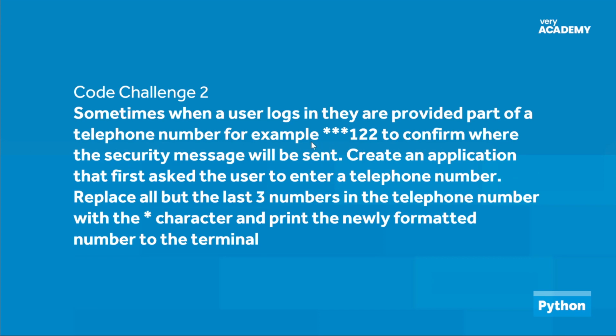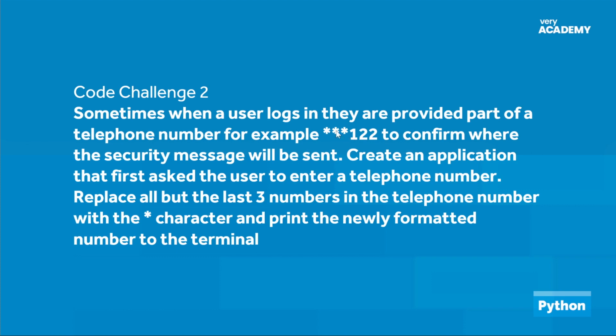Sometimes when a user logs in, they are provided part of a telephone number, for example. So maybe you've tried to reset your account. Now, sometimes you would have to type in an email, then the system would tell you that they want to send you a text message with a key or a number of some sort, identification number, which you can then utilize to sign in again, for example. So normally you don't see the whole telephone number, you only see the last 3 digits, for example.